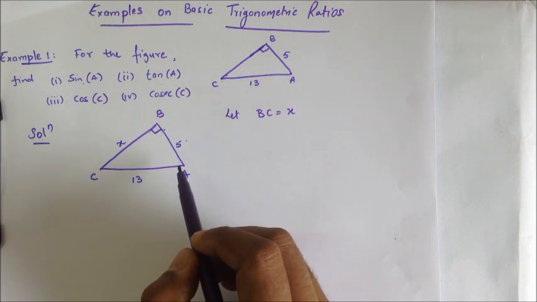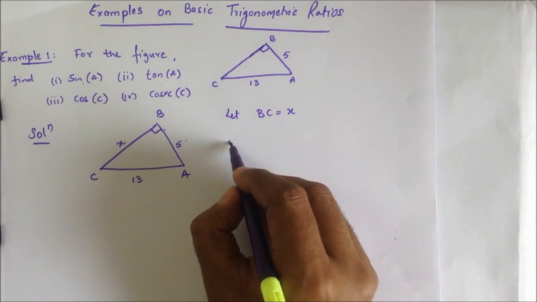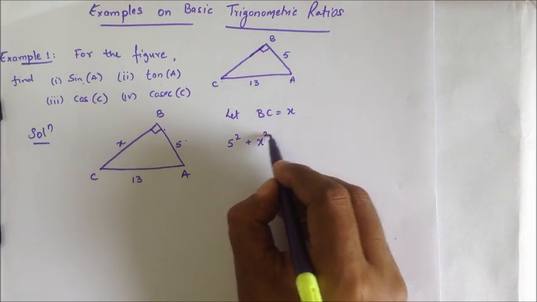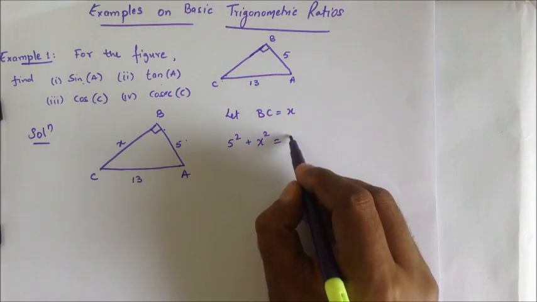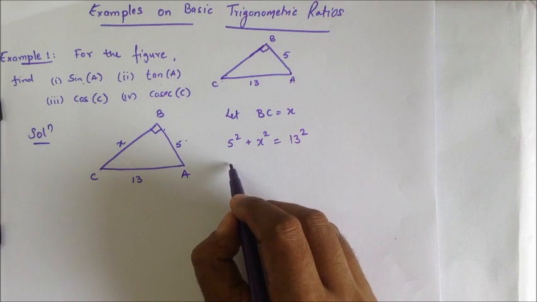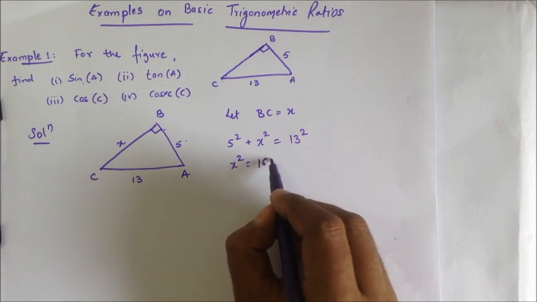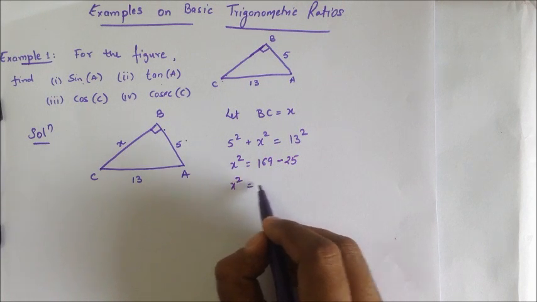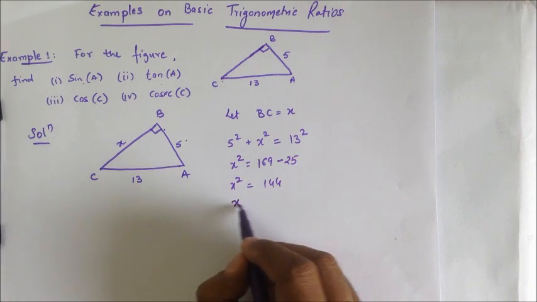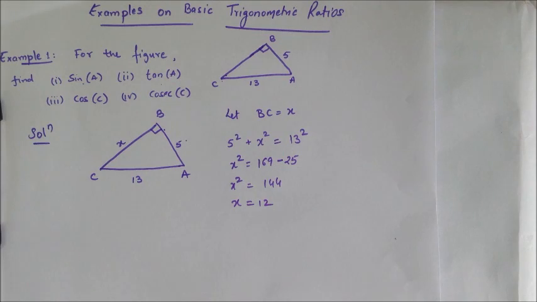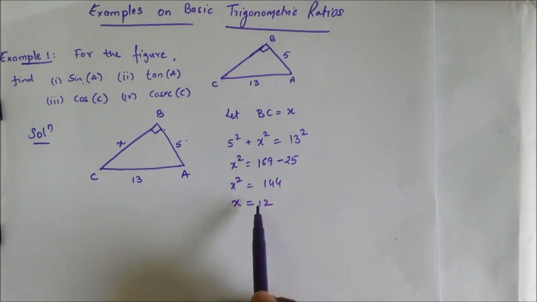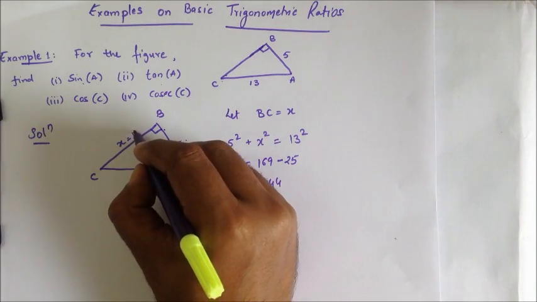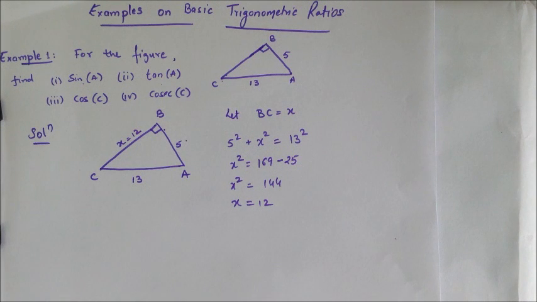So according to Pythagoras theorem, 5 square plus x square would be equal to the hypotenuse square, which is 13 square. Therefore x square would be equal to 169, which is 13 square minus 25. X square would be equal to 144. X is equal to 12. So by calculating x, we have found the third side of this triangle.